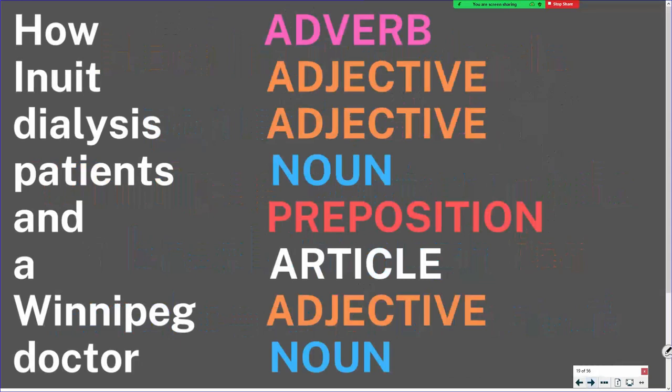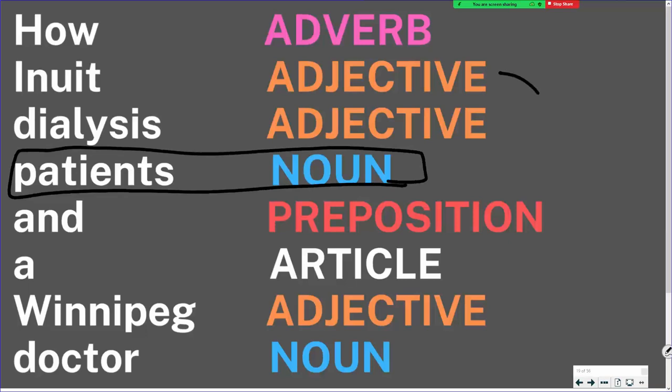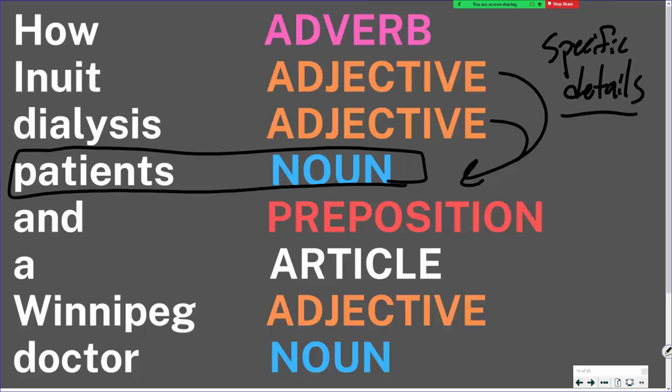So we have this noun, patients, but we have two adjectives that modify it, right? So they're not just any patients, they are Inuit dialysis patients. These are specific details that help us understand what we're talking about. They're not just any old patients. They're patients from a very specific area of the world, and they're not just patients, they are patients who need dialysis.